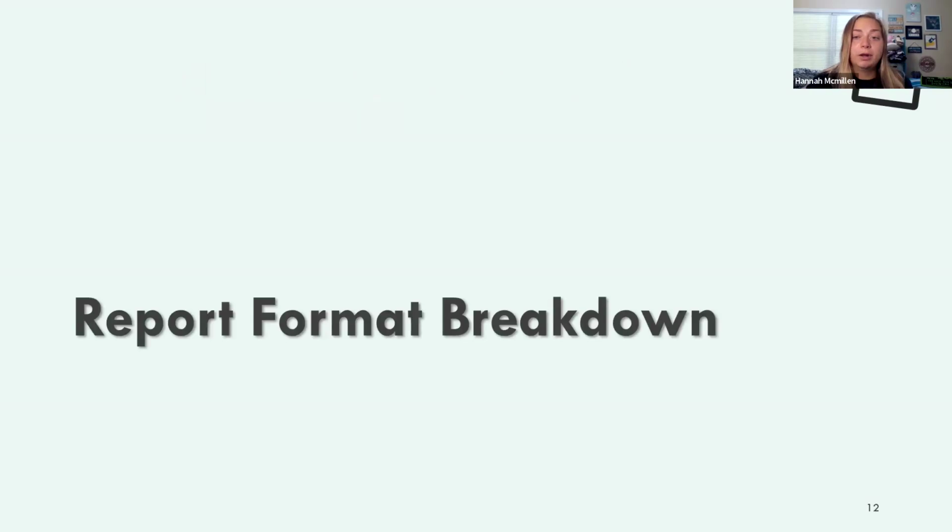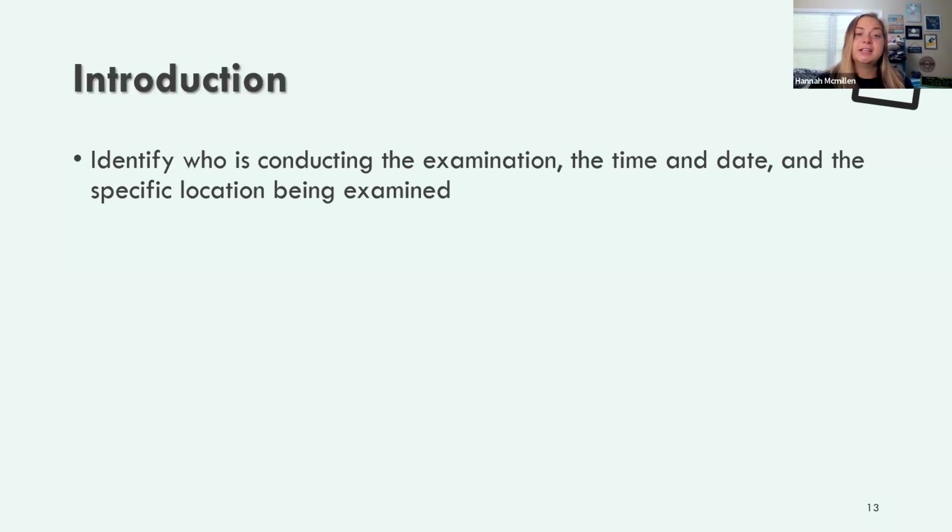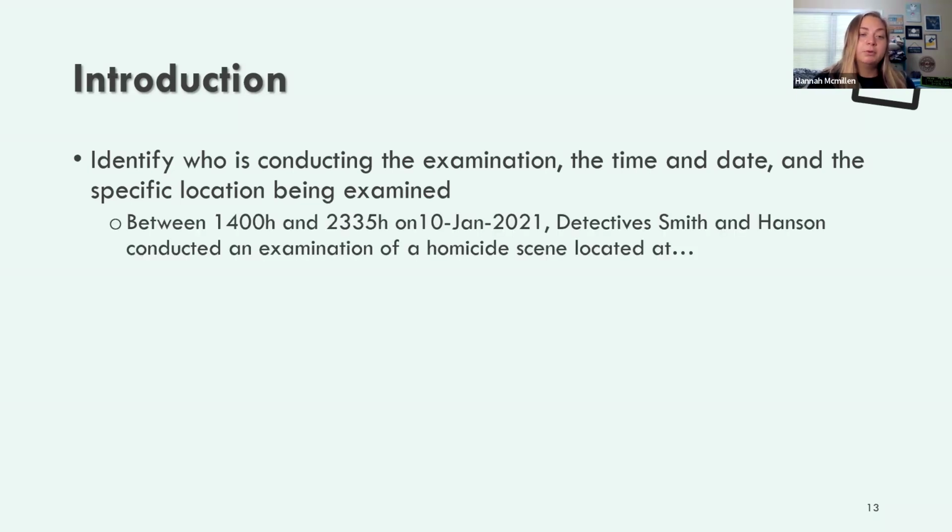So going through a breakdown of what the crime scene report organization looks like, we start with the introduction. So here we are identifying who's conducting the examination, time, date, the specific location being examined, what's our case number, and all of that briefing information that we care about. So we say between 1400 hours and 2335 hours on 10 January 2021, Detective Smith and Hansen conducted an examination of a homicide scene located at the specific location, the address, whether it was outdoors and what the longitude, latitude coordinates are for that, stuff like that.